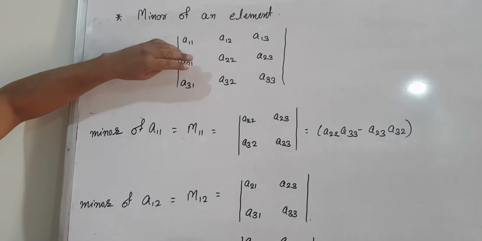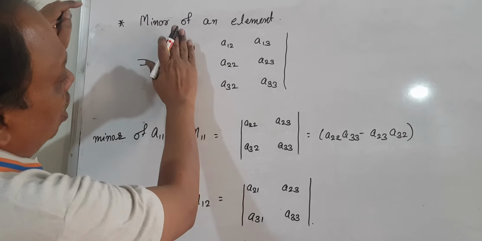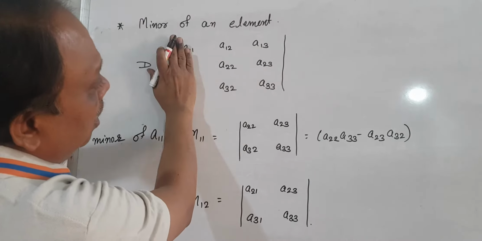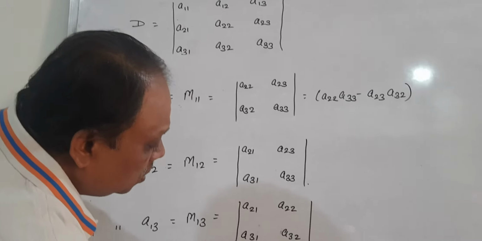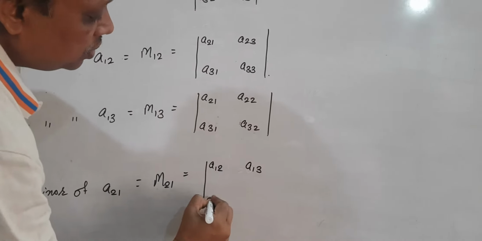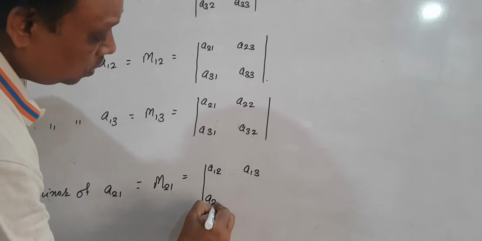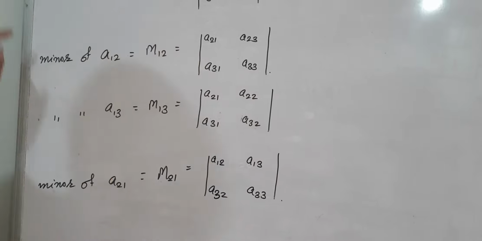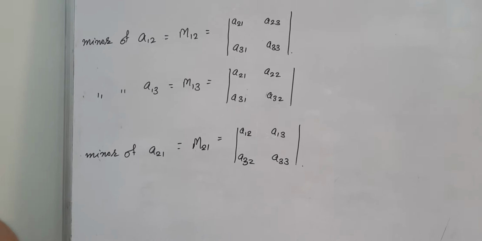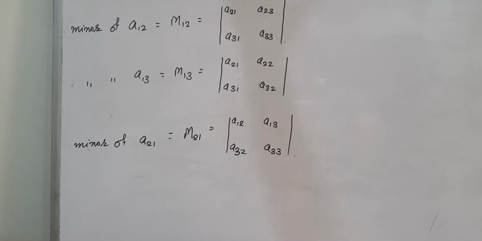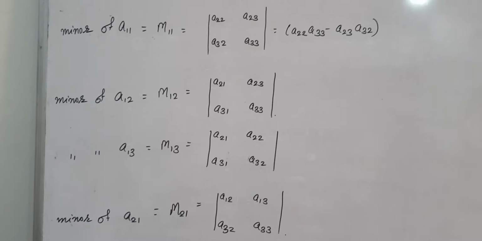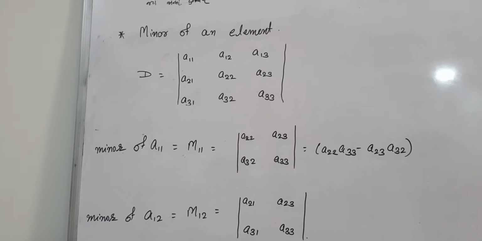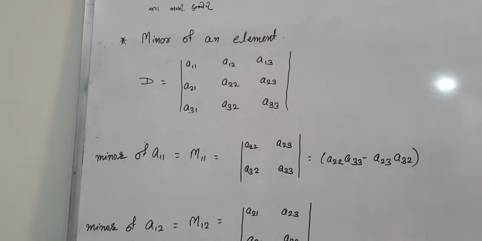A21 is this element, second row, first column. If you remove it this way, then the first row elements and third row elements remain. So you can say A12, A13, A32, A33. So like this you have to find all 9 components of the determinant in the form of the minor of the respective element. Understood?